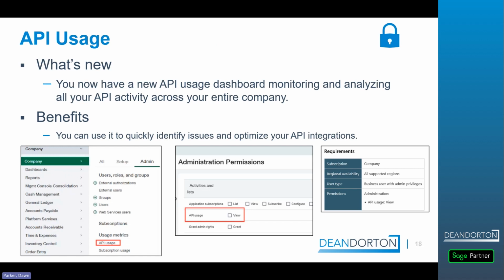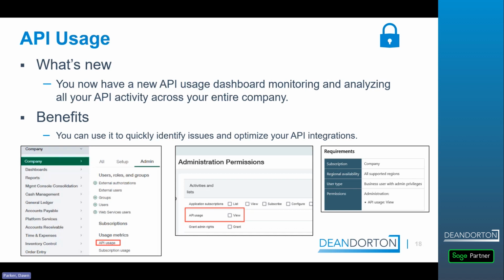Unlike the existing API metrics dashboard and the Sage Developer Workspace, which only provides data from a single web services sender ID, they have added a new dashboard providing a complete view of all API activity in your company coming from the public gateway. To view the API usage dashboard, you must be an admin user. No configuration is needed from any other modules. It will not affect Salesforce or any other products making API calls.